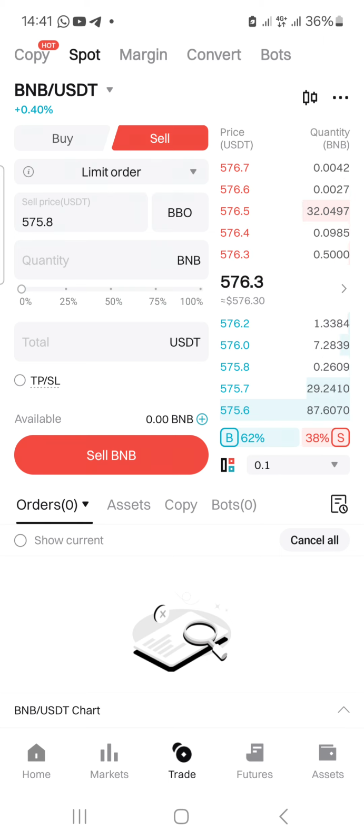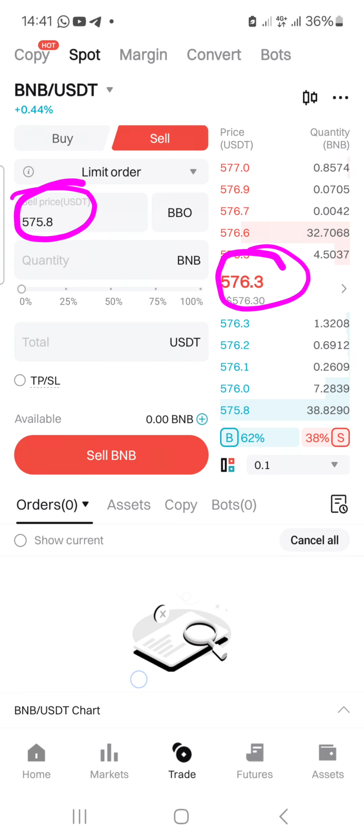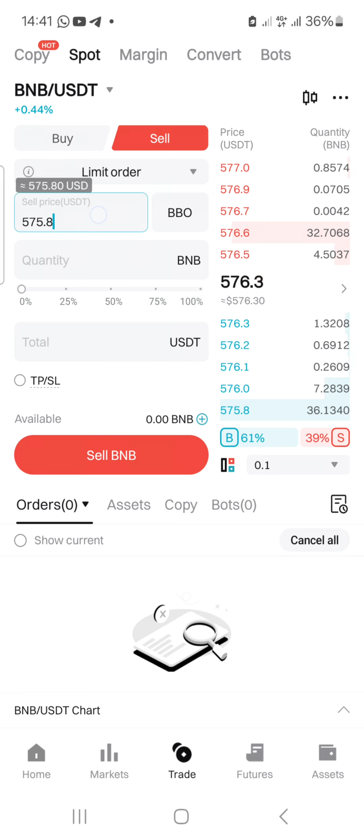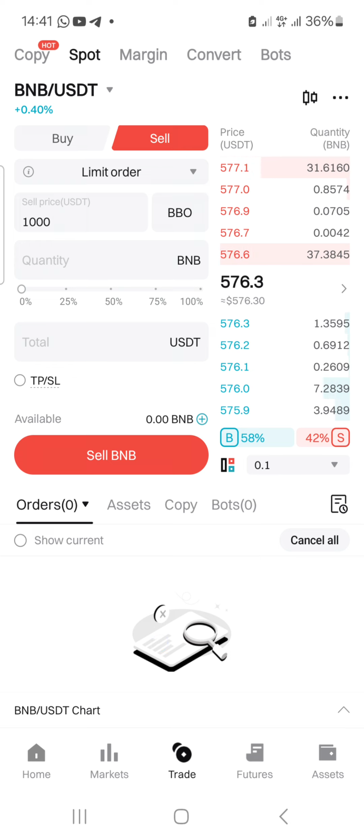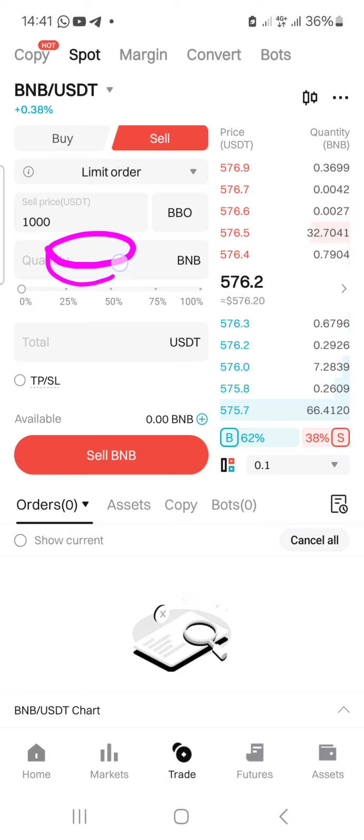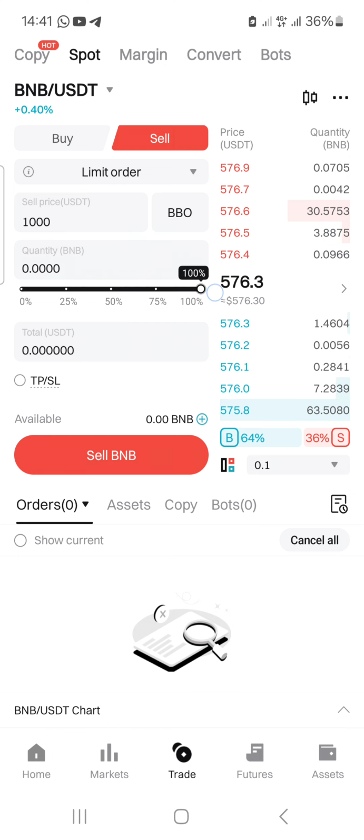Of course, in a sell limit, your exit price should be above your current market price. Let's say you're projecting that BNB is going to be trading at $1,000 anytime soon. So you input that $1,000 here. It's going to serve as your exit price. Here you choose how much BNB you want to sell. If it's 100%, you just toggle this to 100% as usual. Then you click on sell.